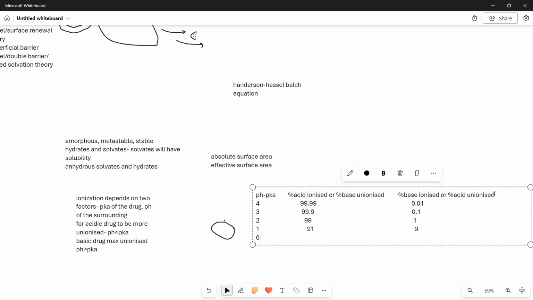Now for 0, what would be the values for both columns? Answer me, guys. At the difference of pH minus pK equal to 0, what would be the percentage acid ionized and percentage base ionized? If the pH is equal to pKa, then what would be the percentage of unionization and ionization? If the pH is equal to pKa, 50-50. Great, guys. So it would be 50-50.